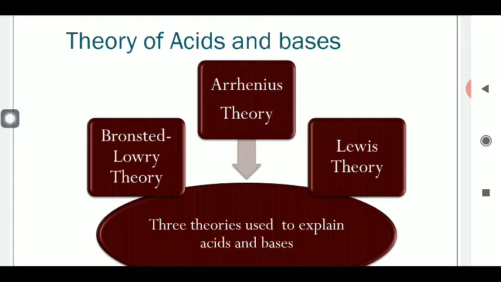On the other hand, whenever we talk about bases, all types of bitter substances are known as bases, and all types of compounds through which you can pass current can also be bases, and all those compounds which can convert red litmus to blue are known as bases. And this was the most primitive theory, known as the classical theory.